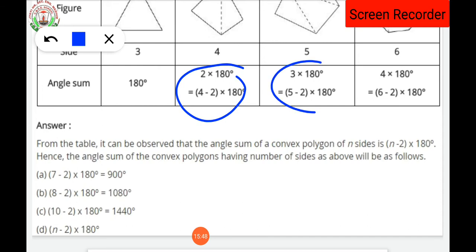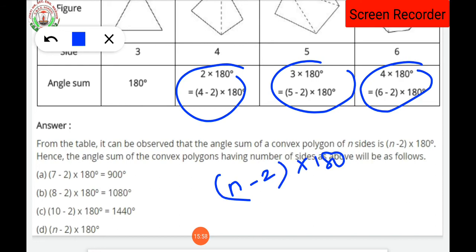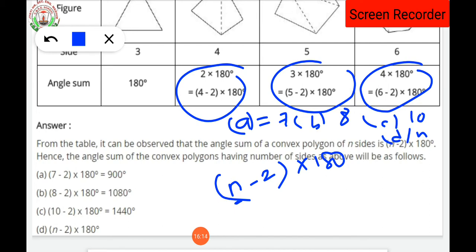This is the formula: N minus 2 into 180. So in place of N, what will come? The A part is 7, B part is 8, C part is 10 and D part is N. So in place of N, what will become? 7. So 7 minus 2 into 180 degree.